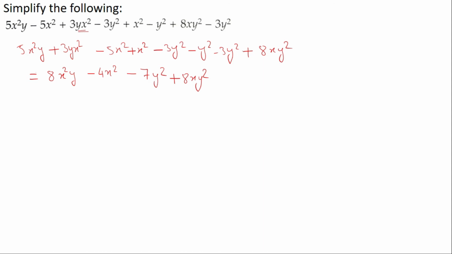So the best way is to take the variables together, or you can say take the like variables together. You can easily solve the question. Or we can write these terms as 8x square y plus 8xy square minus 4x square minus 7y square. Let us go to the next question.